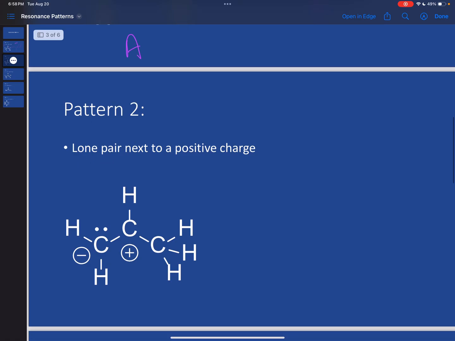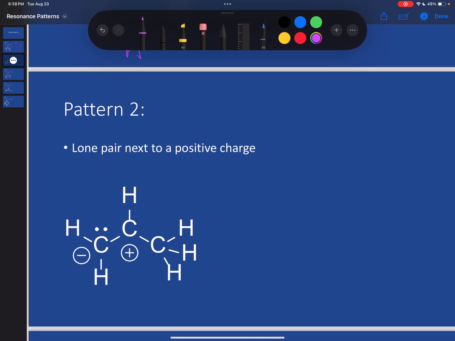The next pattern is if you have a lone pair next to a positive charge. All right, so with this one, we can see that we do have a lone pair, and that carbon is going to be negative next to a carbon that contains a positive charge. All right, so what we're going to do is very similar to the previous pattern, where we're going to take this lone pair and we're going to form a pi bond. All right, so we're going to look at what we just did.